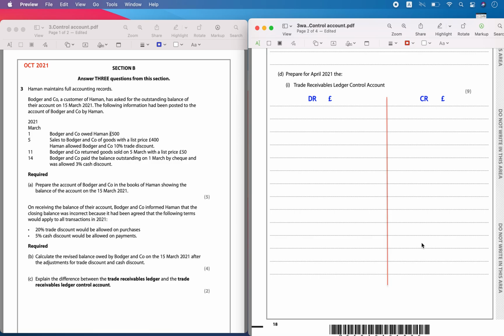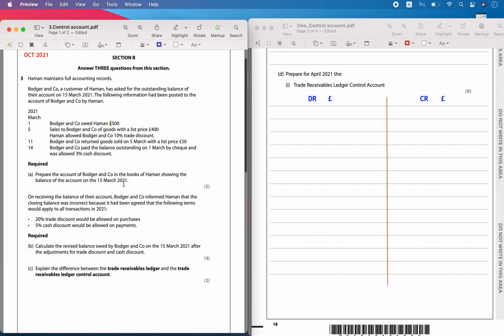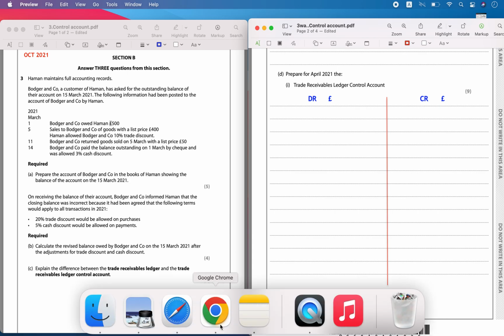Hello, today we are solving the October 2021 paper. Question number 3, part D. Prepare for April 2021 the trade receivables ledger control account. So let's prepare the trade receivables ledger control account.